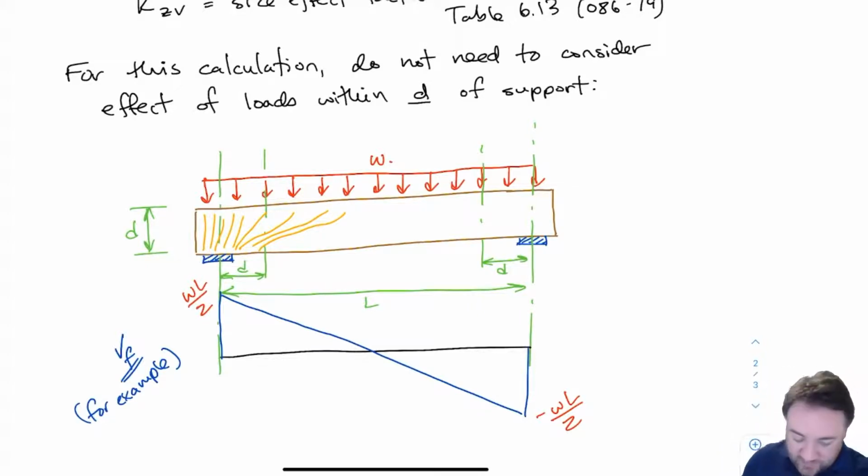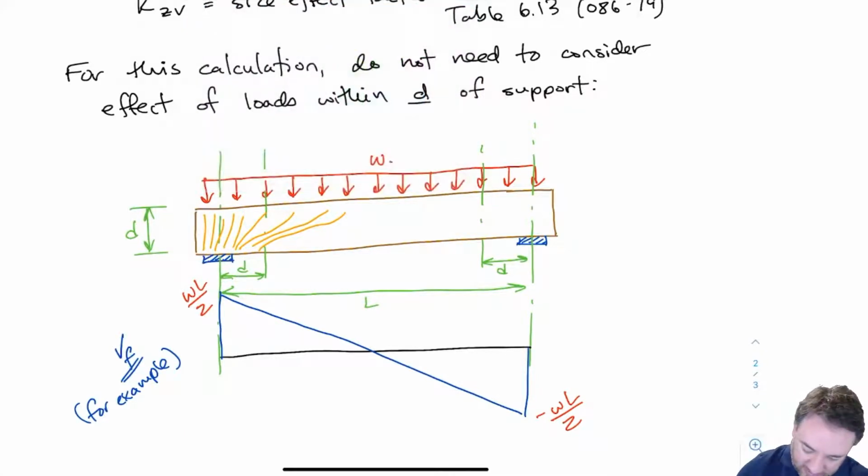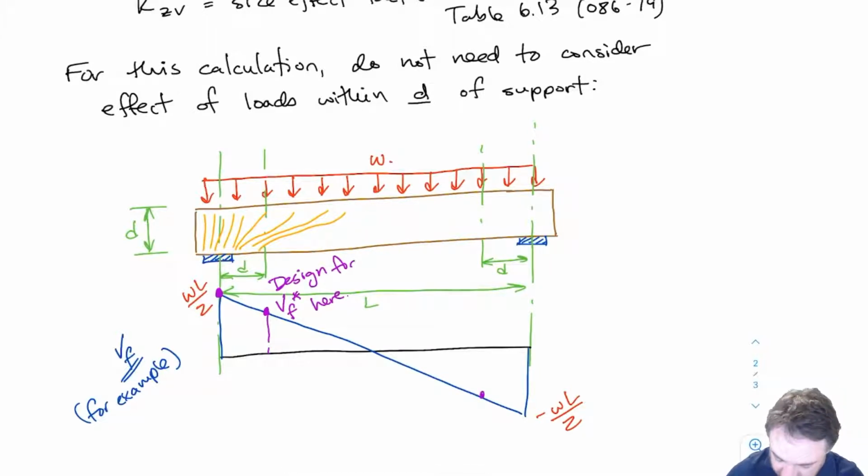All right, so if those shear stresses that are caused by the shear force in that region are not important, then instead of considering the shear at this point, which we know is WL/2, I'm going to consider instead that the applied shear to my beam is this point here, which I'm going to call VF star. So we will design for this. Okay, and same thing on the other side. At that location, we're going to have VF star.